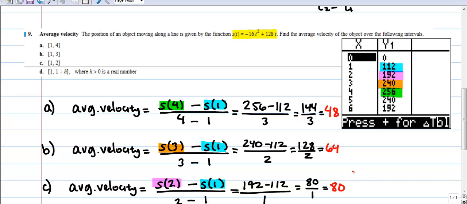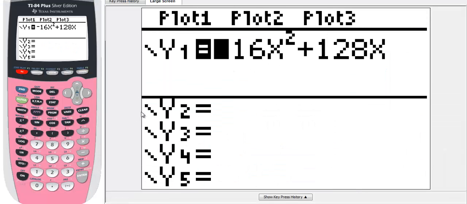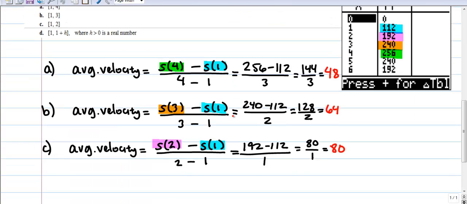Now, I found a way to get my calculator to do all of that work for me. Once I realized that in order to do this, I figured out S of 1, because S of 1 is in all of these. You see how all of these have the S of 1? But this is the X that's changing.